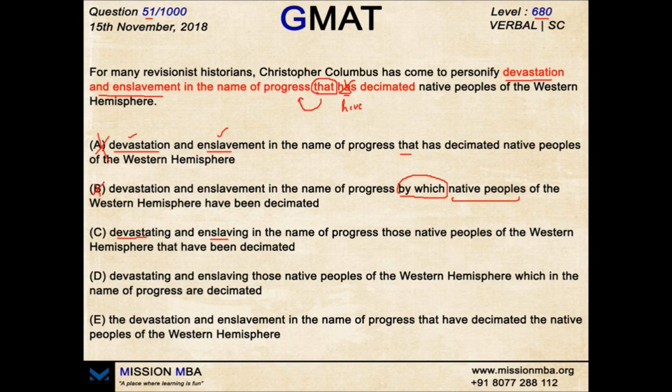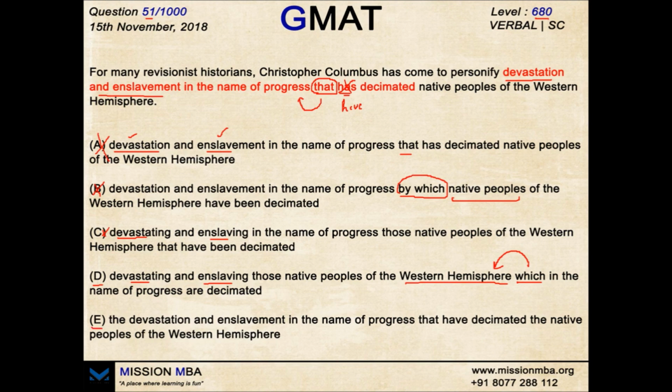C, when I read C, of course there is an error of using "devastating and enslaving", which is not a good structure. Totally awkward when you read the C sentence completely. Similarly, with the D sentence, here lies "which". Now "which" cannot be used here because it has a definite rule that it will always modify the directly attached noun. So it simply says that the people of the Western Hemisphere, which in the name of progress are decimated. Even this "devastating and enslaving" is not correct. Awkward structure. Even this Western Hemisphere may refer to "which", again a useless structure. Better to use a "that" in such a case.